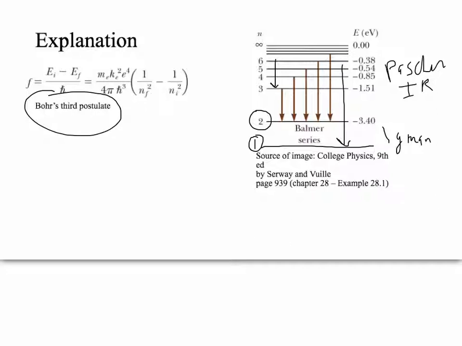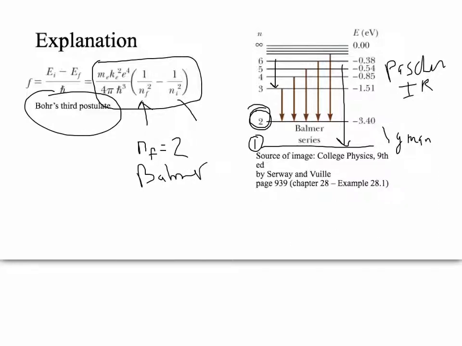So Bohr had a lot of equations describing the energy level of an electron and how much energy it had. And so through his third postulate, we come up with basically this equation. So the final energy level, the energy level that the electron lands in, so let's say it lands in the second energy level, the final energy level in that case is equal to 2 for the Balmer series.